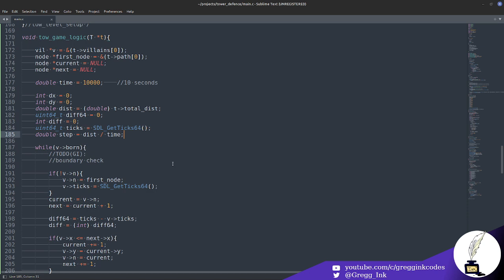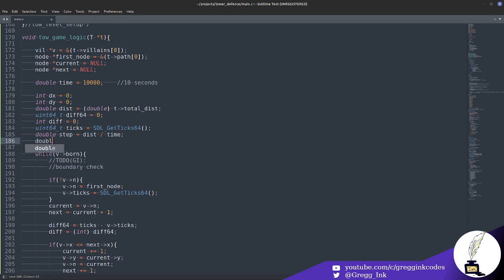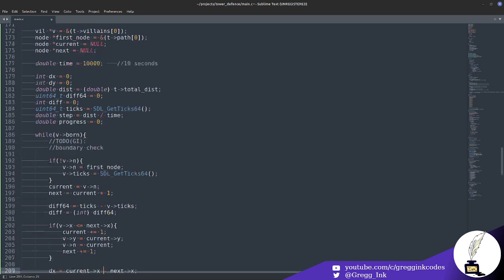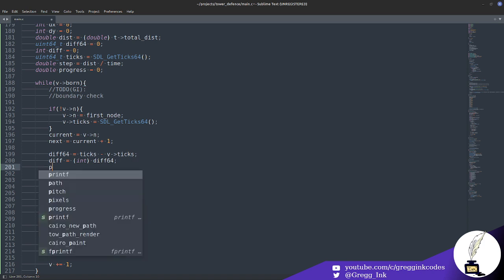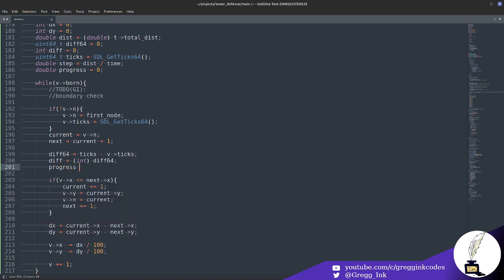So now progress, how much progress it needs to have made thus far, is going to be step times diff. Okay, I have to do it in doubles to be safe.